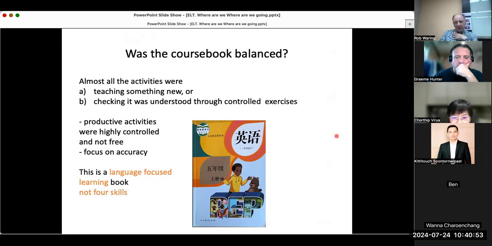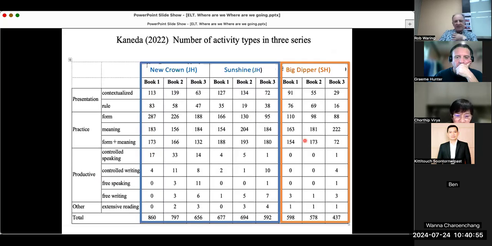And when my student looked at the data, this is the data itself. You're going to get the slides later, go over it later. But basically, you can see whether the presentation was contextualized or rule-focused, whether the practice was of a form, the practice of a meaning, the practice of the form plus meaning, and the productive side of things: was it controlled speaking, controlled writing, free speaking, free writing, and extensive reading down here.